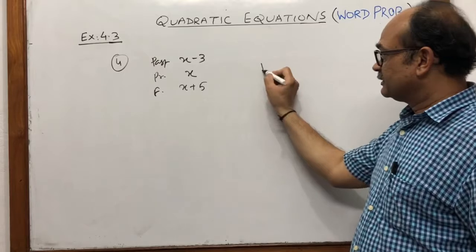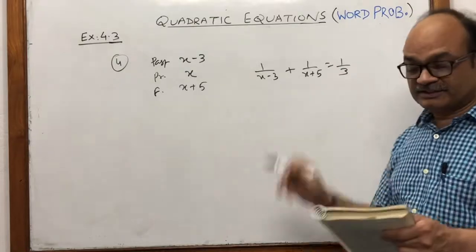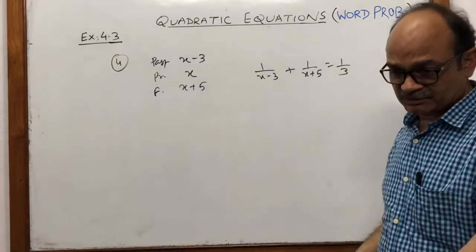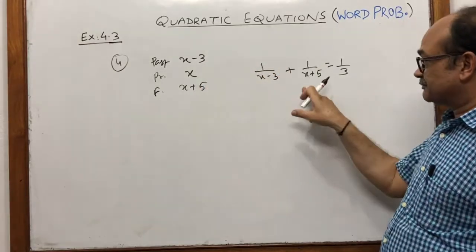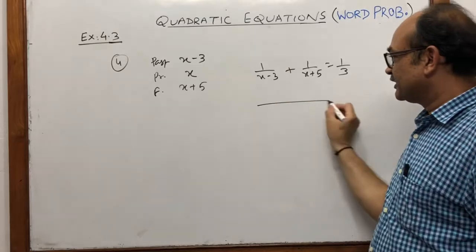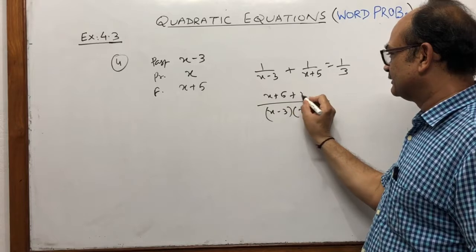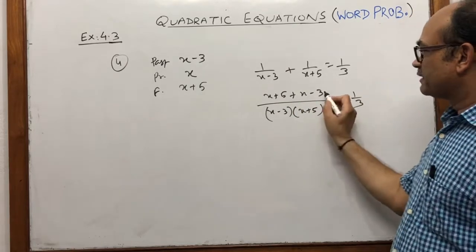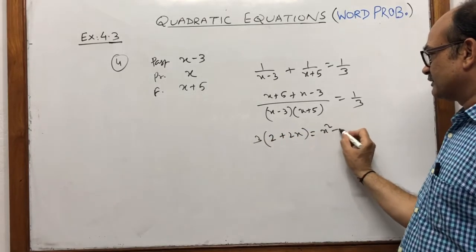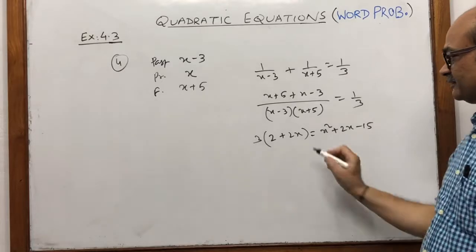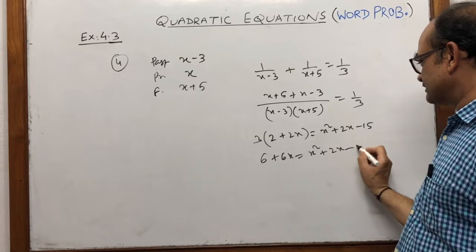Now the question is saying the sum of the reciprocals of the ages is 1/3. X minus 3 is the age, reciprocal. X plus 5 is the age, reciprocal. Now it is nothing. Simply you have to take the LCM and form the quadratic and get the result. So here it is 1/3. 2 plus 2x into 3. X square plus 2x minus 15. Open the bracket. 6x, x square, 2x, 15.